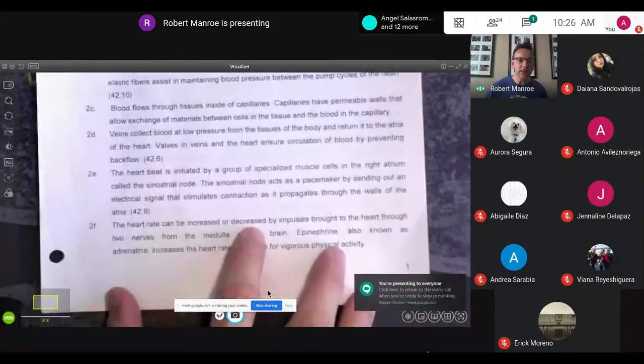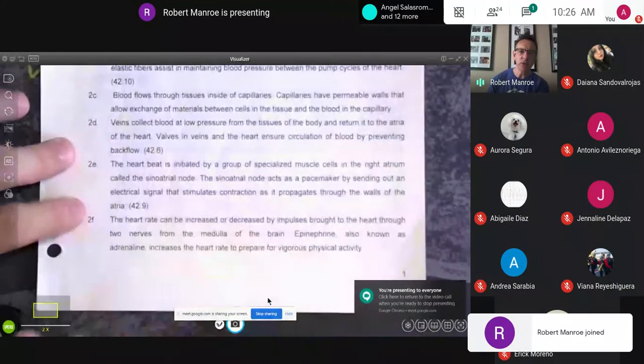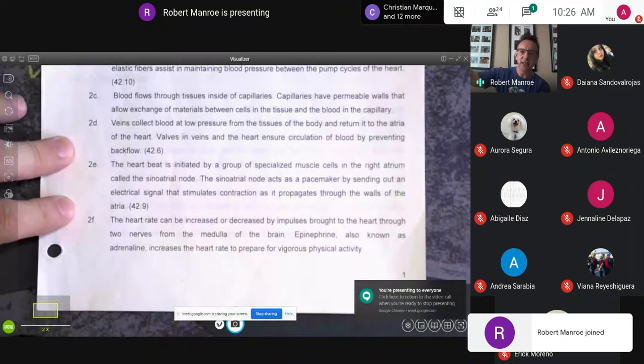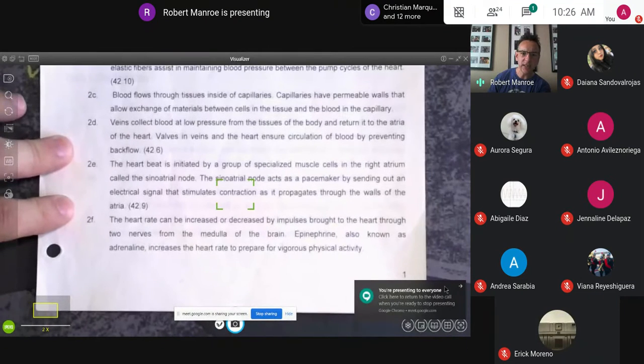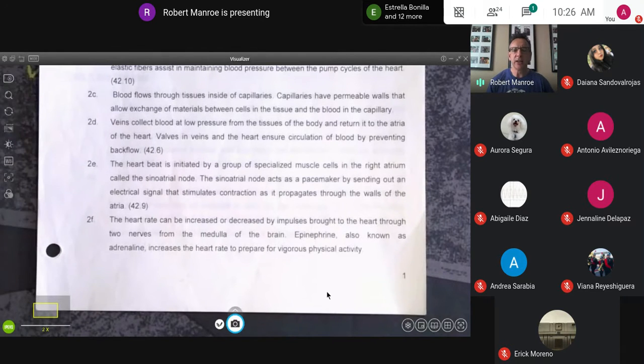So it says 2E. The heartbeat is initiated by a group of specialized cells in the right atrium called the sinoatrial node or the SA node. The sinoatrial node acts as the pacemaker by sending out an electrical signal spontaneously that stimulates contraction as it propagates through the walls of the atria.